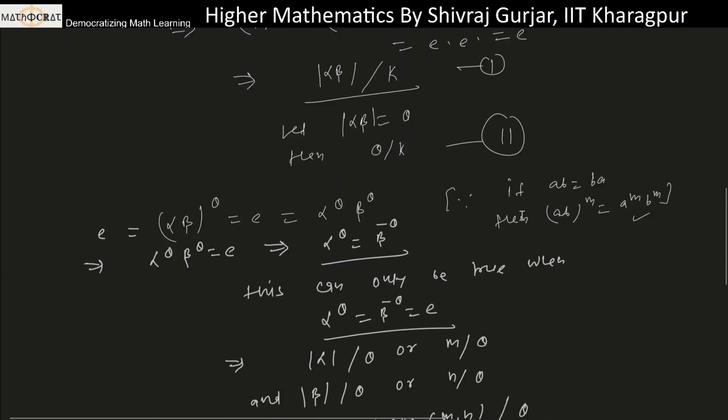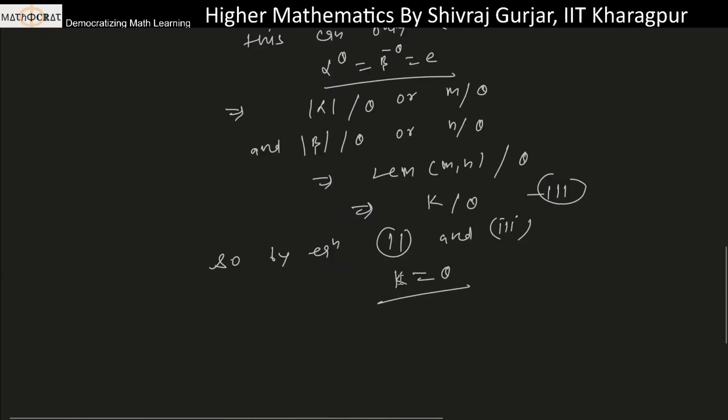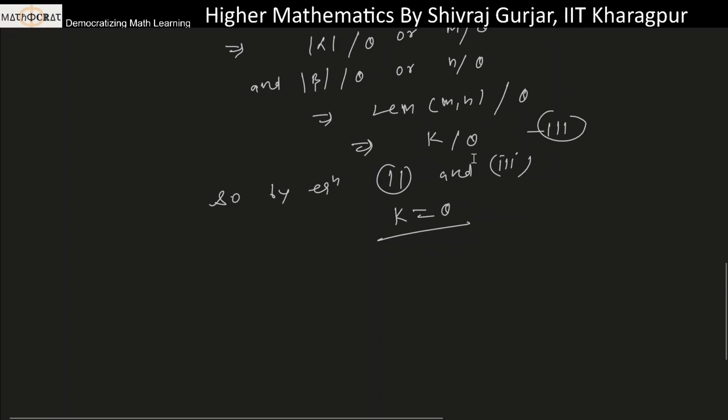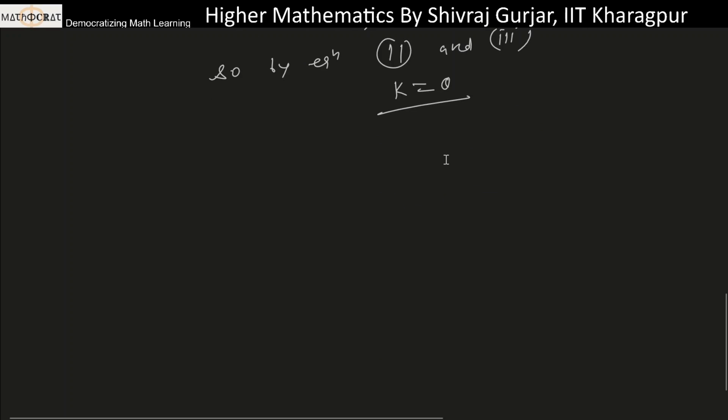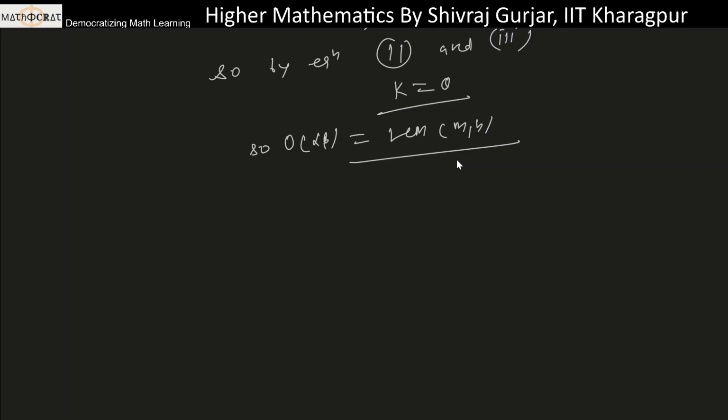So this is what we had to prove. From here theta divides k, and from here k divides theta, so that is possible only when k equals theta. So k is nothing but the order of alpha beta. So the order of alpha beta is nothing but the least common multiple of m and n. Okay, similarly we can generalize this.